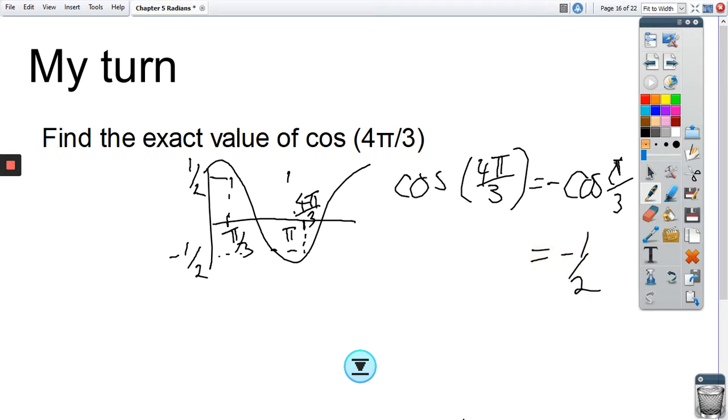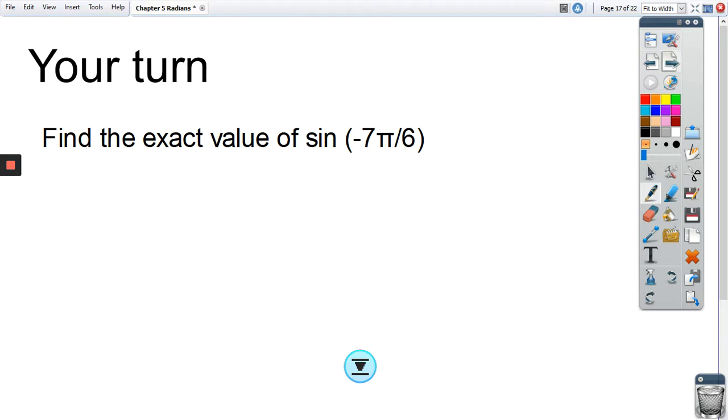Okay, and then what I'd like you to do is think about the graph, think about principal values, think about symmetry, and see if you can work out the exact value of sine of minus 7 pi over 6. Right, okay, so hopefully you've paused, had a go at this by now.